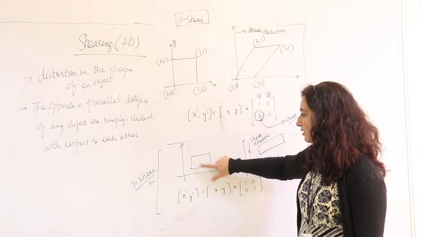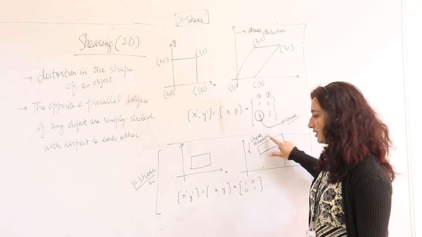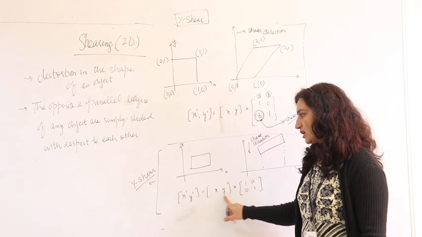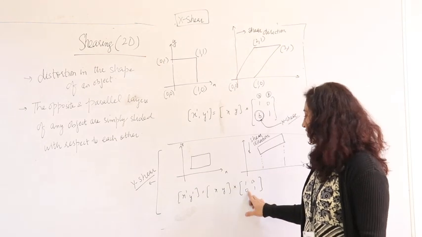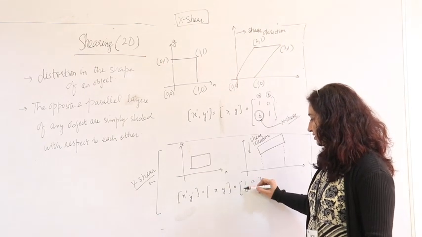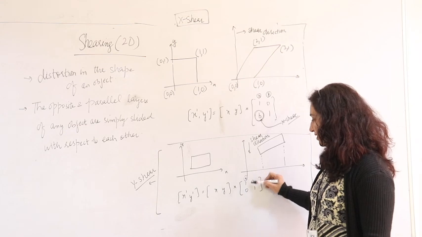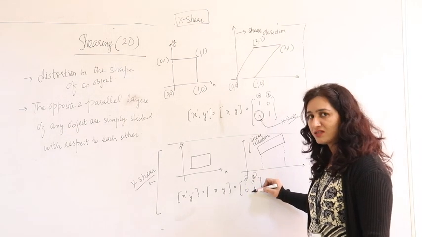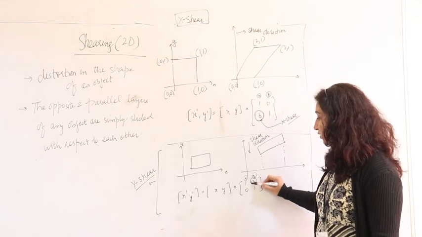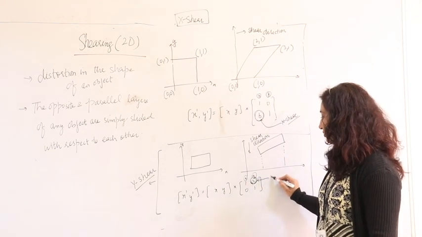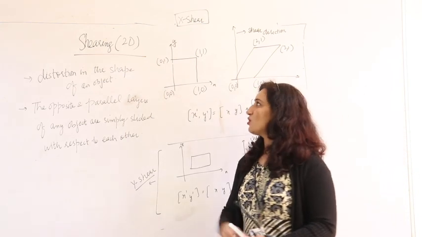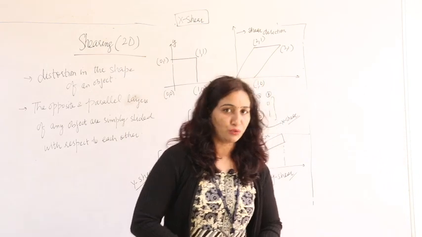So the opposite and parallel layers are simply slid with each other. X dash or Y dash are the new position of an object, XY was the old position of an object. Suppose this is an X axis and this is Y axis. There is no change in X axis, but there is a change in Y axis. Clear? So that is called Y shear. Clear? So that's all about shearing in 2D.